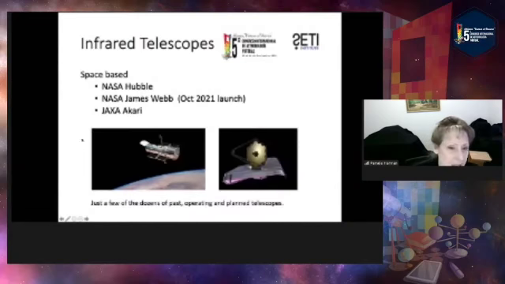And then when we think of space-based telescopes, Hubble, of course, takes all those beautiful visible light images, but it also works a little bit in infrared. The James Webb Telescope, which is scheduled to launch in October, and this is an artist's rendering on the right, not a photograph, will work in infrared. And JAXA, the Japanese space agency, had a space-mounted telescope called Akari. And these are just a few of the dozens of past operating and planned infrared telescopes.